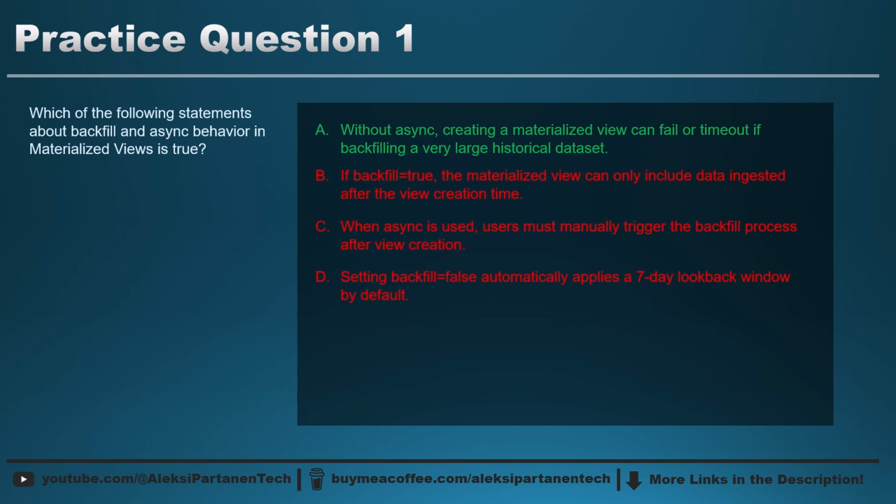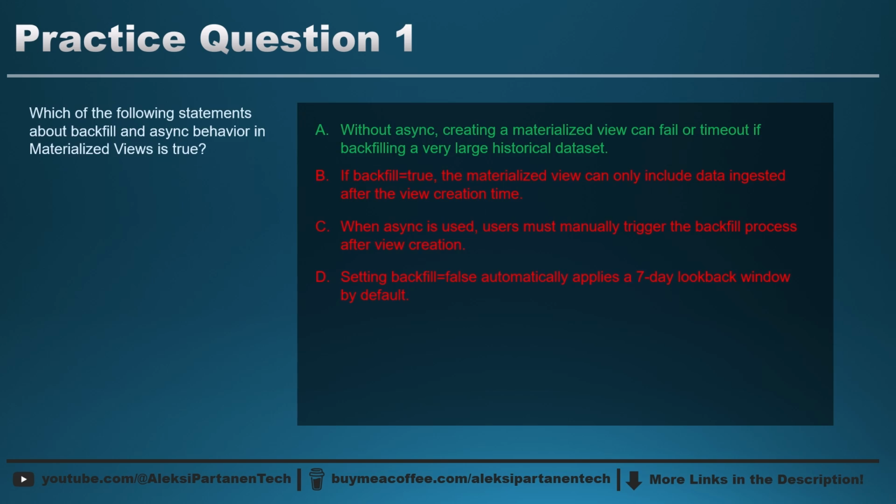The correct answer is A. Since when not specifying async when creating materialized views, long backfills can cause creation to fail or time out because the system waits for full backfill to complete. B is incorrect since backfill equals true means that old historical data is included, not just the new data. C is incorrect since backfill starts automatically when async is used. No manual action is needed. D is incorrect since backfill equals false disables backfilling completely and no automatic lookback is applied.